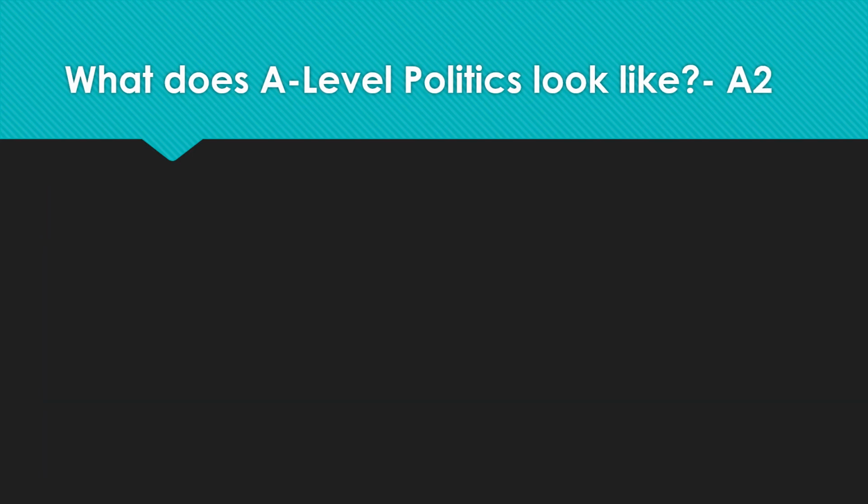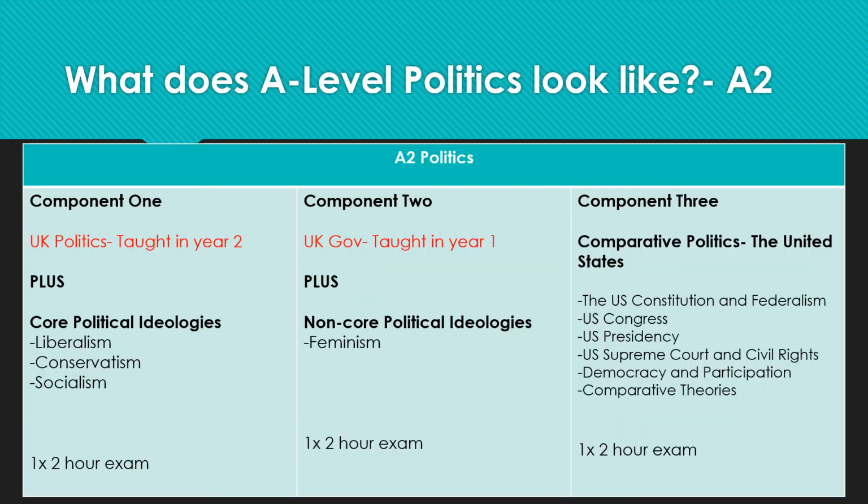So if you look at the second year now, we've got UK politics, UK governance again in those two components, but we've got some additional content here. First of all, we look at core political ideologies. That's things like liberalism, conservatism and socialism. In component 2, we look at feminism. We look at all of those ideologies and look at their principles, look at their key theorists and how they interact with modern day politics, for example.